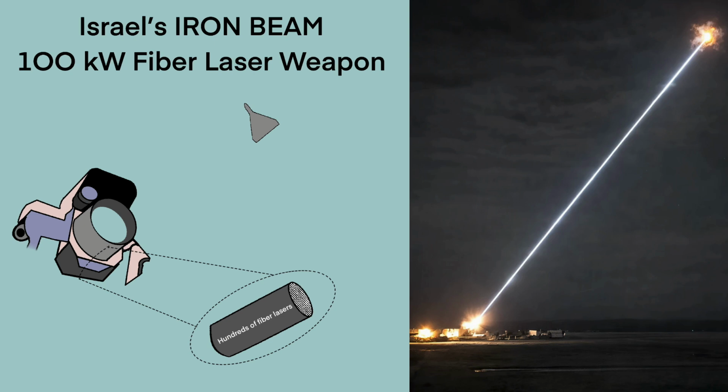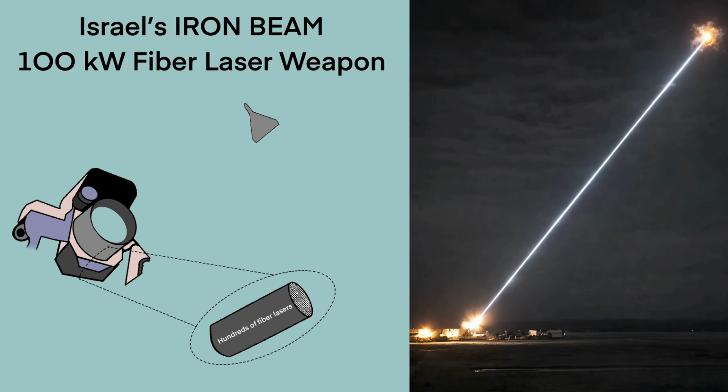The specific laser frequency is not listed. I assume it is somewhere in the infrared band because longer wavelengths tend to be less attenuated by the atmosphere. This is the reason the sky is blue and sunsets are red and orange.